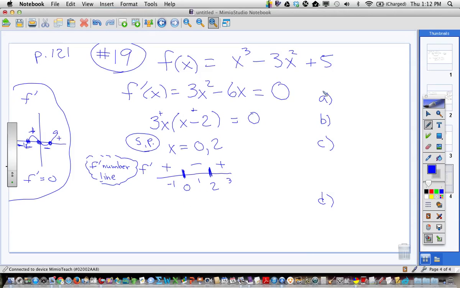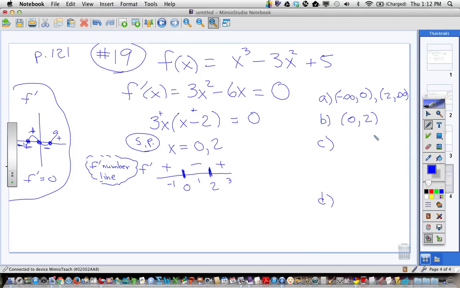So where f is increasing would be what? Negative infinity to 0, and from 2 to positive infinity, right? Just from the number line. I know it will go to infinity because I know it's never 0 again. If f prime is positive, the only way it could be negative again is if it went back to 0. And it never does, because we found the times when it was 0. So we know it will never change again from positive to negative anymore.